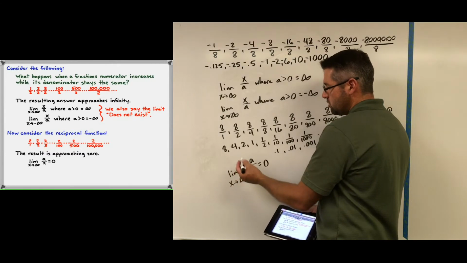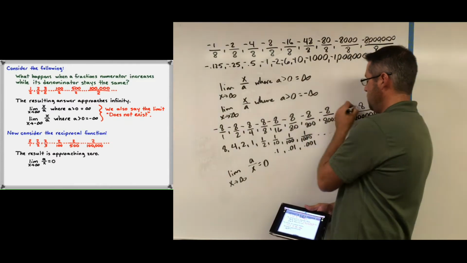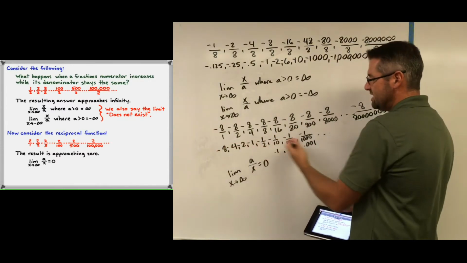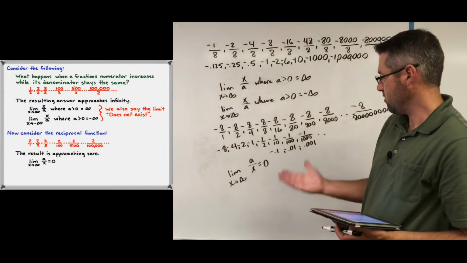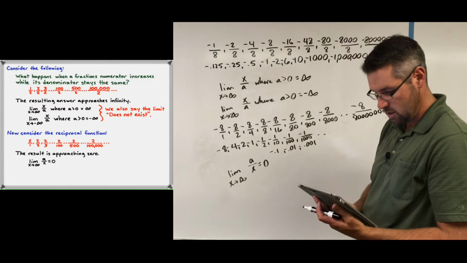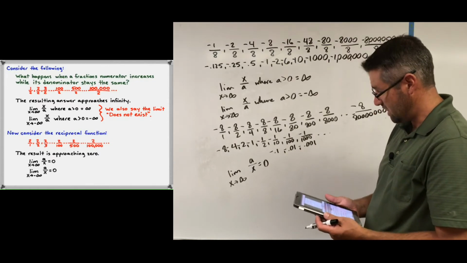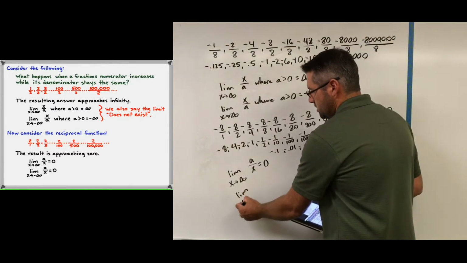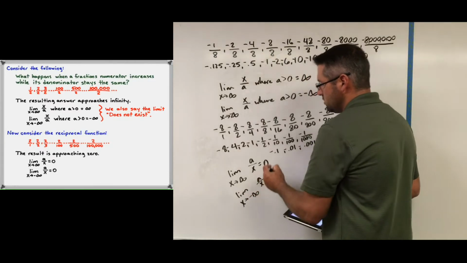If I were to put a negative a value, what happens? Well, that's negative, negative, negative, but it's still approaching 0. It's just approaching it from underneath instead of above. Okay? So that's important. And the limit as x approaches negative infinity of a over x is also 0.